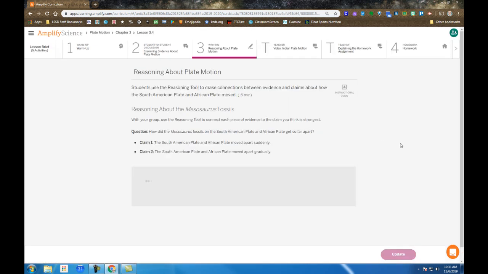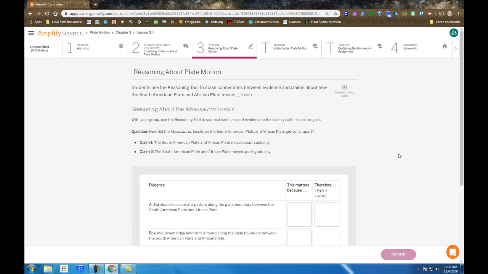which will transition you to planning your writing, in which at the end of the lesson, you're responding back to the museum about how they should explain the Mesosaurus fossils in their exhibit.